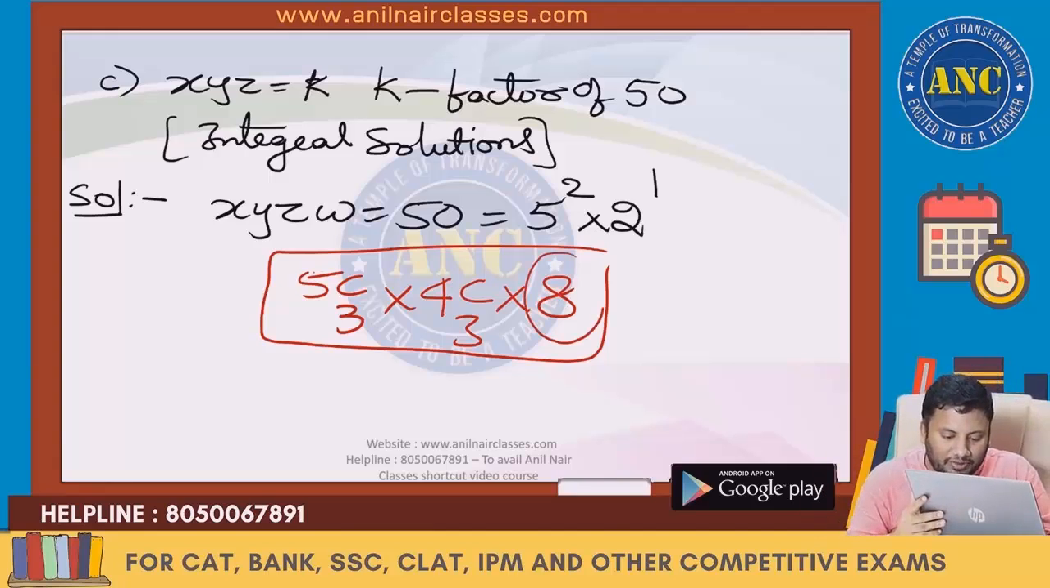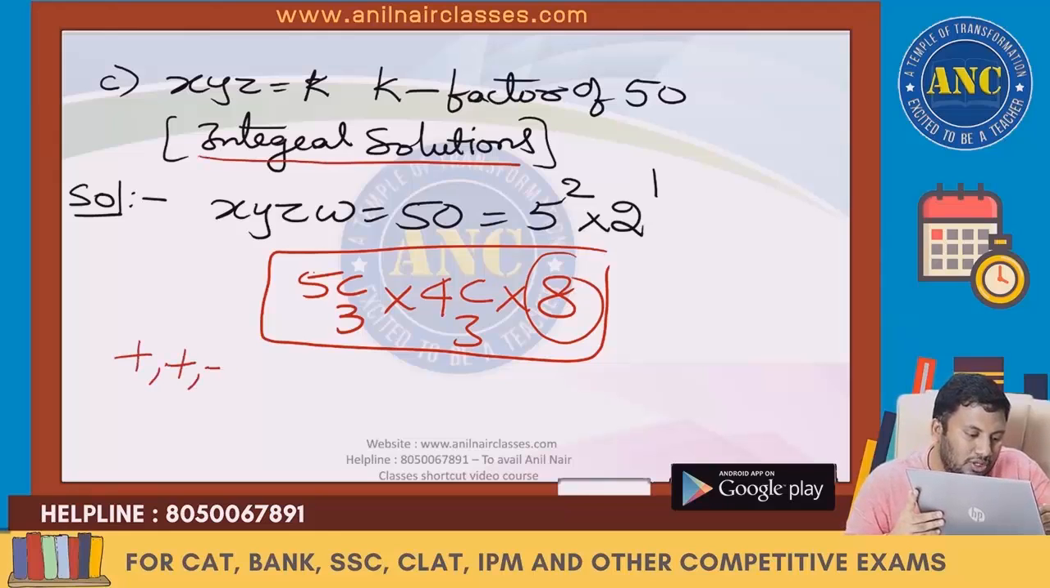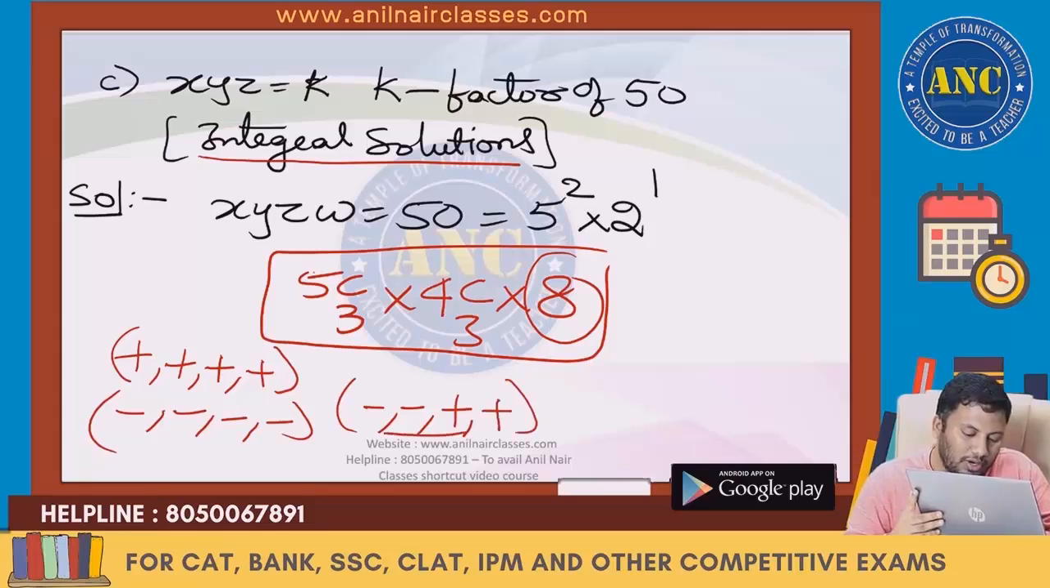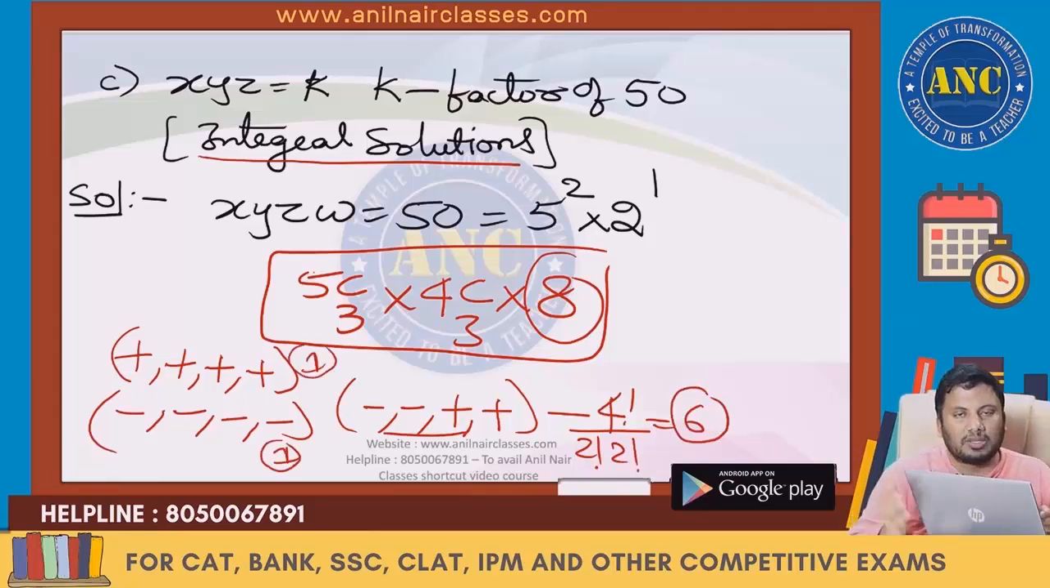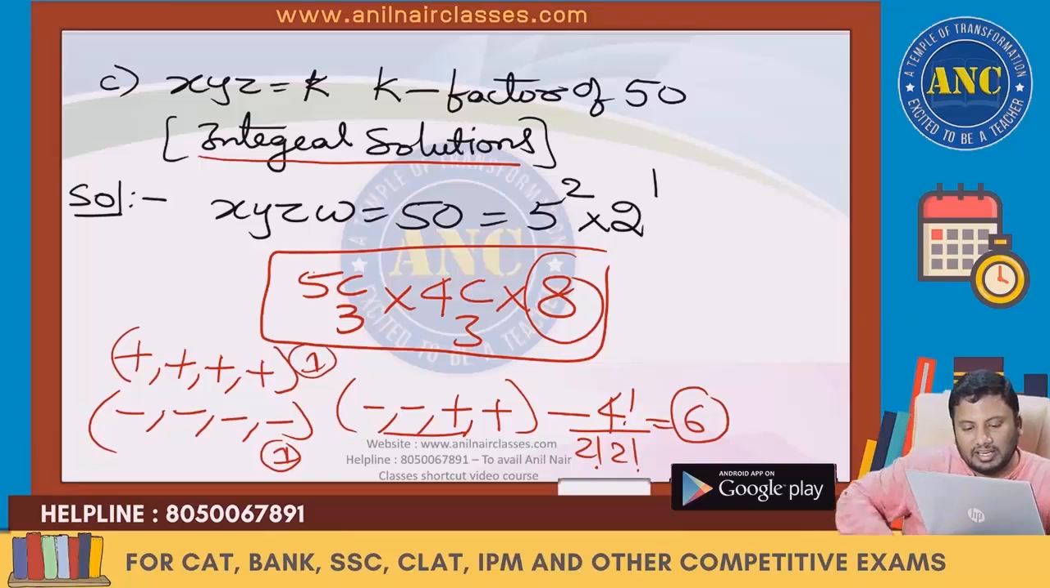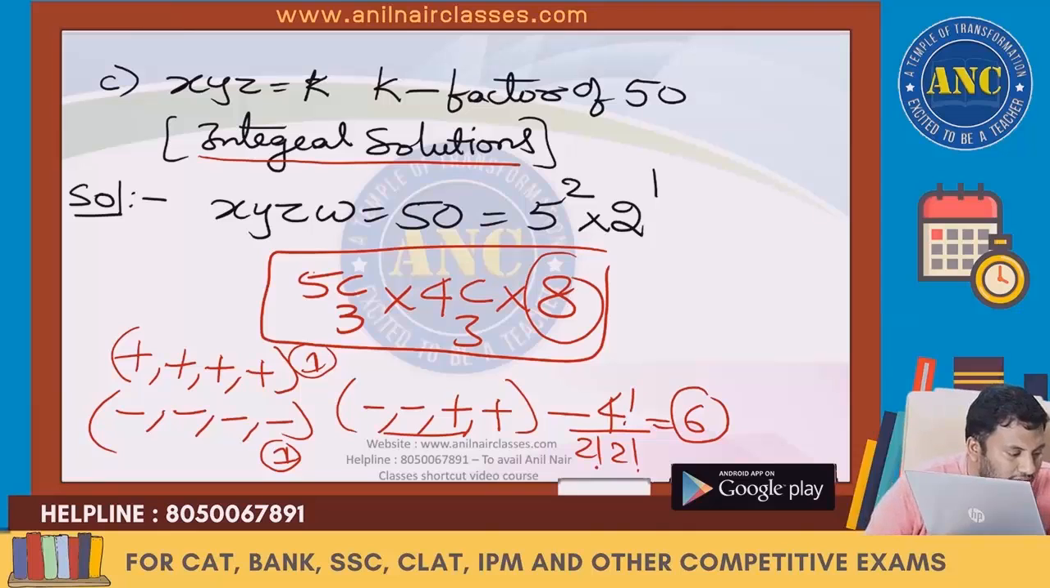From 8, from where we got? Because it is an integral solution. Positive, positive, positive, positive. Negative, negative, negative, negative. Negative, negative, positive, positive. Here I will get 4 factorial by 2 factorial, 2 factorial. 6 cases, 1 case, 1 case. 6 plus 1, it is 8. 5C3 into 4C3 into 8.